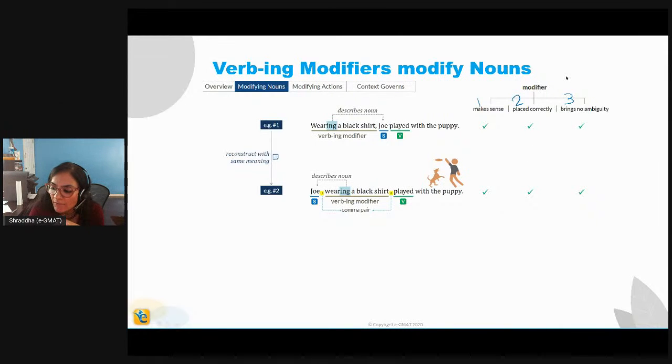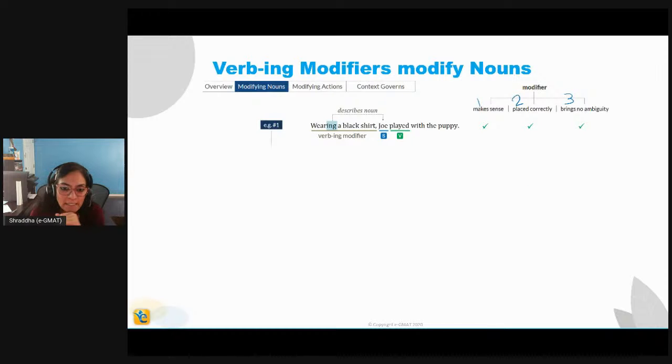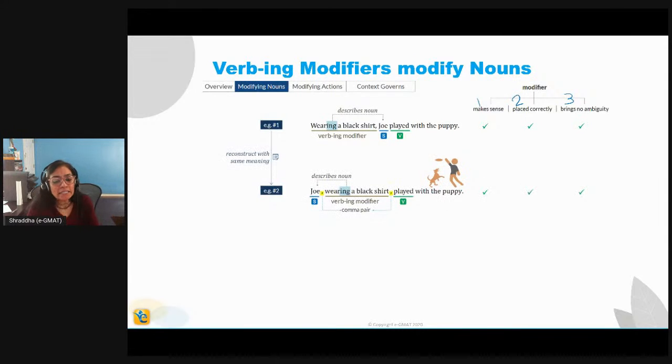Okay, so here, if I take a look at my first sentence, "Wearing a black shirt, Joe played with the puppy." So here we have the verb-ing modifier at the beginning of the sentence, "wearing a black shirt." And who wears that black shirt? Joe. So the sentence says that Joe was wearing a black shirt while he played with the puppy. So here the sentence is making sense, the modifier is making sense, it is placed correctly right in the beginning of the sentence and connects correctly with the subject, and there is no ambiguity in what this modifier describes. Okay. Let's take a look at the second sentence.